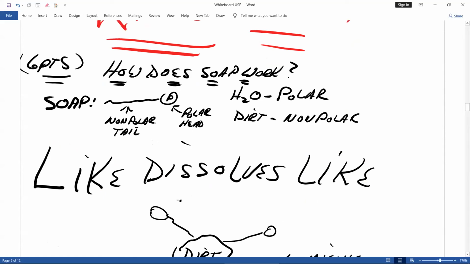Windows Defender just told me my computer's healthy. Thank you. But anyways, how does soap work?